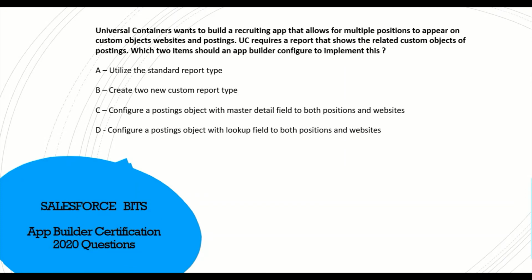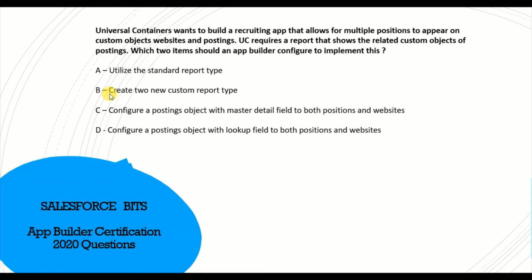Okay, next one. Universal Containers wants to build a recruiting app that allows for multiple positions to appear on the custom objects website and posting. So remember, we have two objects here, custom objects website and posting, and we have multiple positions for each of these two objects. And Universal Containers requires a report that shows the related custom objects of posting, to be able to build up that custom object. Which two items should an app builder configure to implement this?